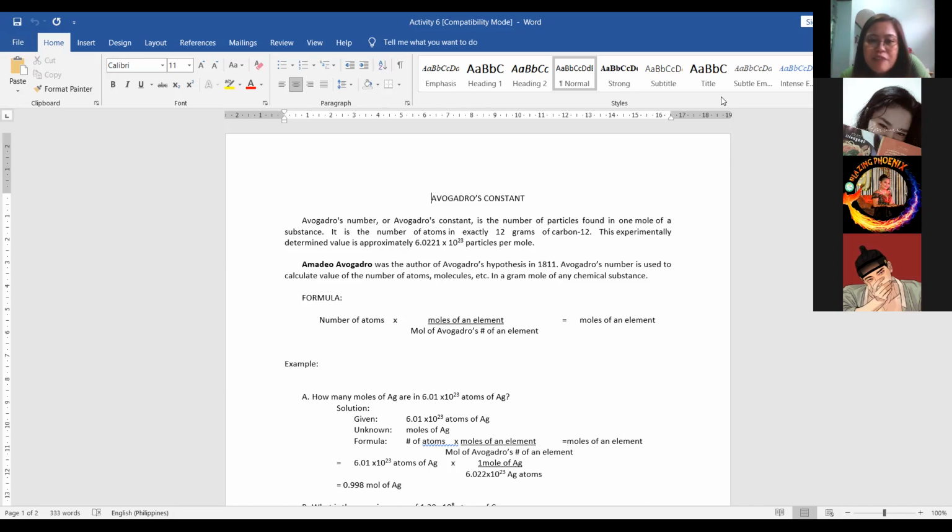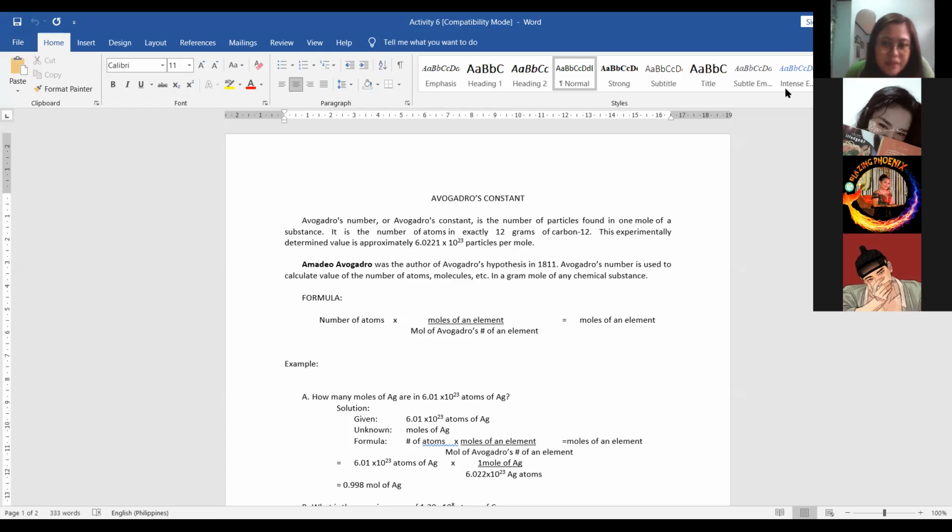I-multiply lang nato siya sa Avogadro's number. So, ang Avogadro's number class, kanang isa ka mole sa element, constant na siya. Naa diyan na siya 6.0221 times 10 raised to the power of 23 particles. And then we will know pila ka moles ang isa ka element.